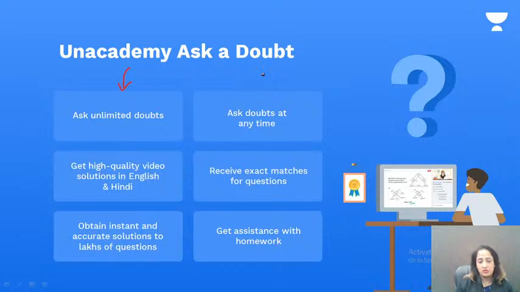First of all, you can ask unlimited doubts. There is no limit for the doubts, and you can ask the doubts anytime. We are open 24/7, so you can drop us your doubt. How to do it, I'll show you in a minute. But first, let's understand how many doubts you can ask, and when you can ask. You get high quality video solutions for your doubts, in English as well as in Hindi if language is the problem, right? Then you will get the exact match for your questions. It is not like we have one answer and we float it on the market. No, we give you answers to your particular query. So you can obtain instant and accurate solutions to as many questions as you want to ask. And not only this, for the exam preparation, you can get our assistance with your homework as well.